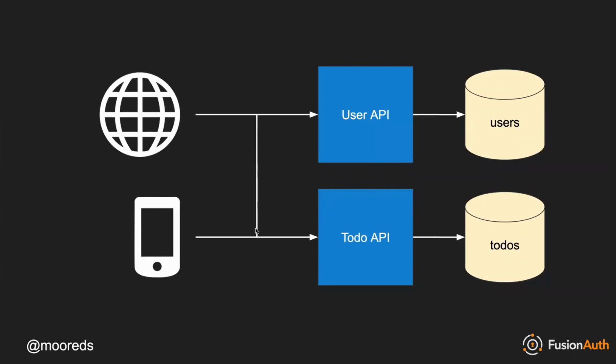So we have a typical, in this particular case, it's a little bit over-engineered, right? You probably don't need two different services for a to-do application, but we're using this for purposes of illustration. And you have clients over there on the left. You have two different APIs and the data stores that back them. So the user API is going to store user information, and the to-do API is going to store to-dos.